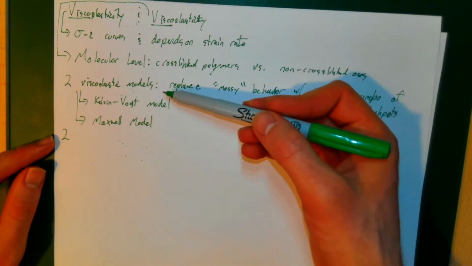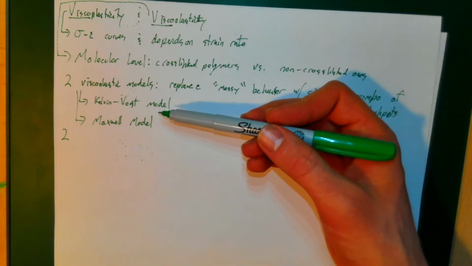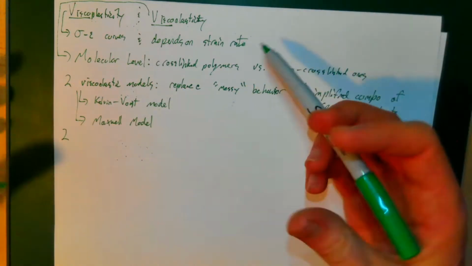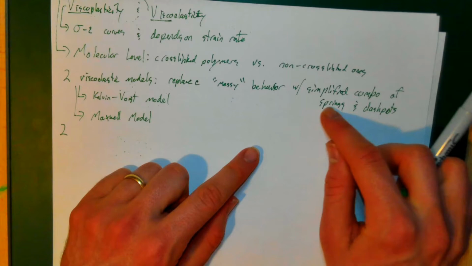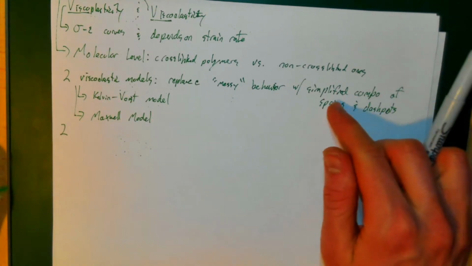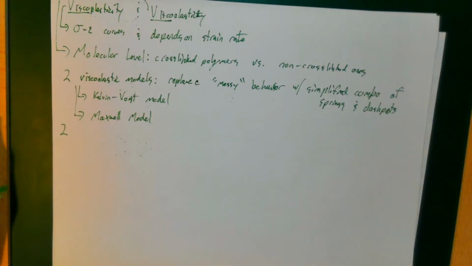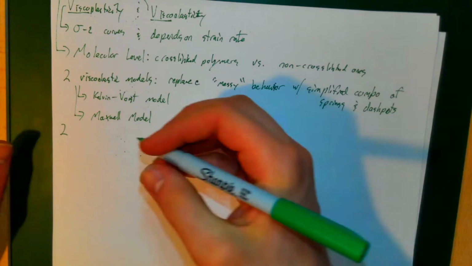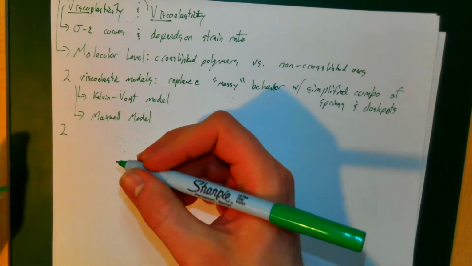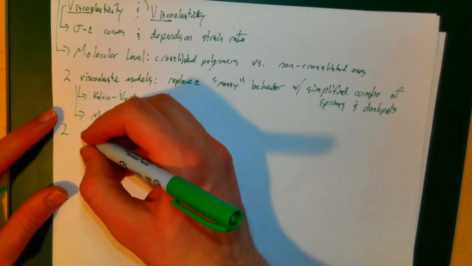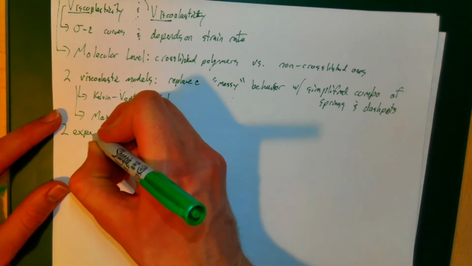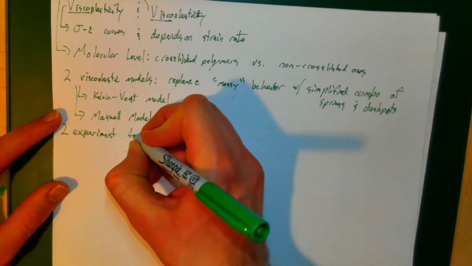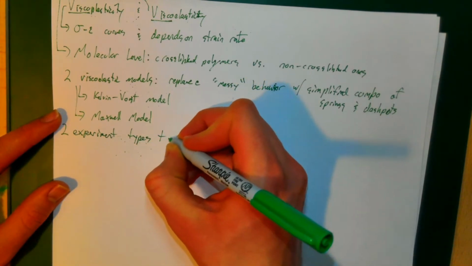Okay, we can have a viscoelastic model, but unless we have a way to measure or characterize the parameters that go into that model, for example, the stiffness of the springs, the K, the spring constant, unless we have a way to measure or recapitulate that behavior experimentally, it's not going to be that helpful to us. So we'll describe two experiment types to fit the models.